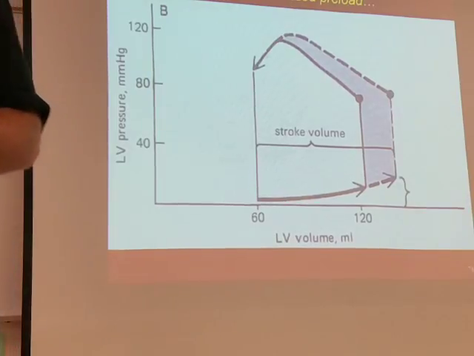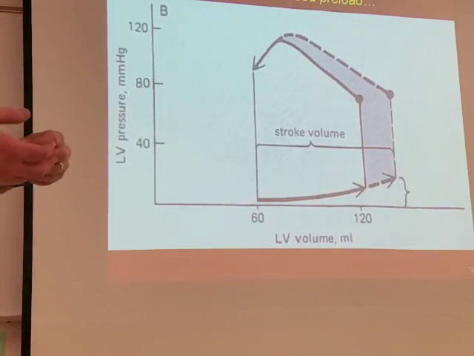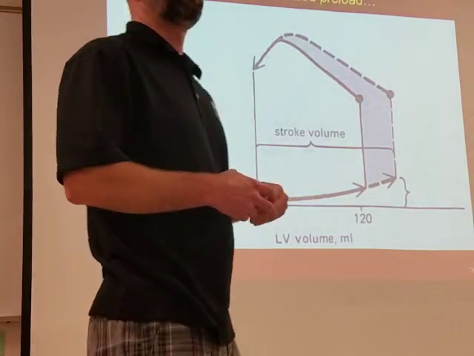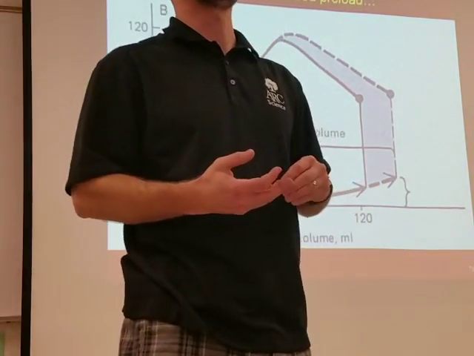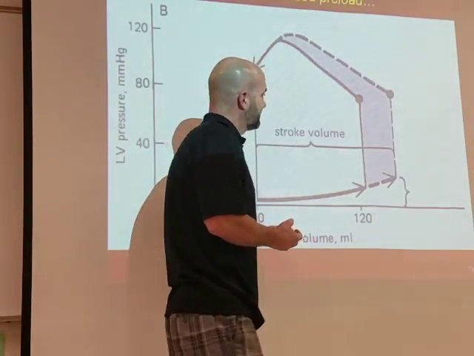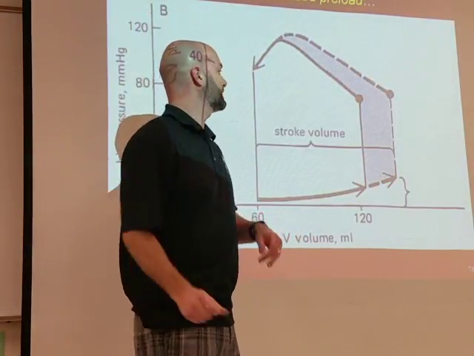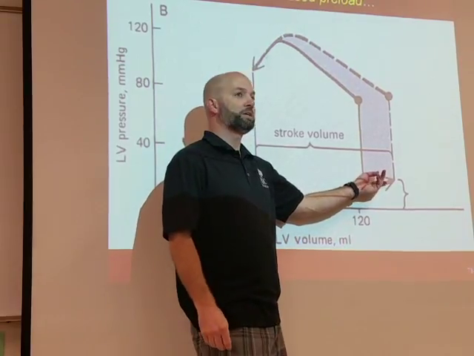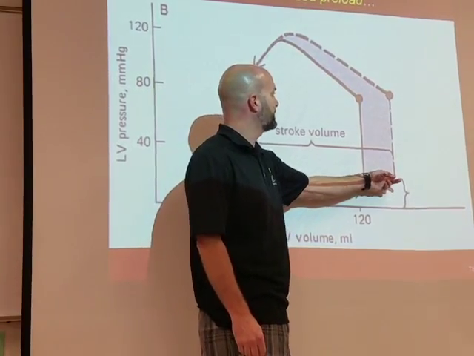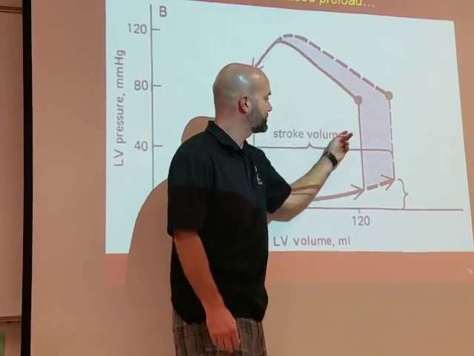And who was it that said that any extra blood you put into the heart, it will eject right back out? Frank Starling. I know it sounds like one person, Frank Starling. It's two people, last name Frank, last name Starling. That's why it's usually Frank hyphen Starling. But that's the Frank-Starling law or principle of the heart. So we put in an extra 20, we got an extra 20 right back out, stroke volume went up.